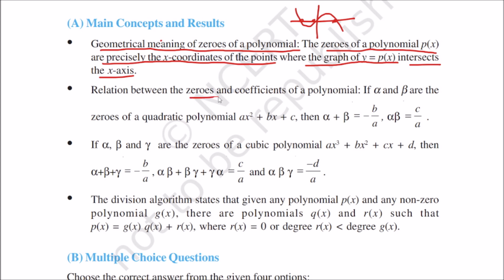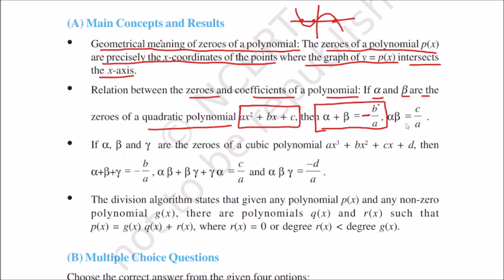The relation between zeros and coefficients of the polynomial are as follows. If alpha and beta are the zeros of the quadratic polynomial ax square plus bx plus c, where a is the coefficient of x square, b is the coefficient of x, and c is the constant, then the sum of the zeros is minus b by a, and the product of zeros alpha into beta is equal to c by a. This you have to remember. You may get questions from this concept.